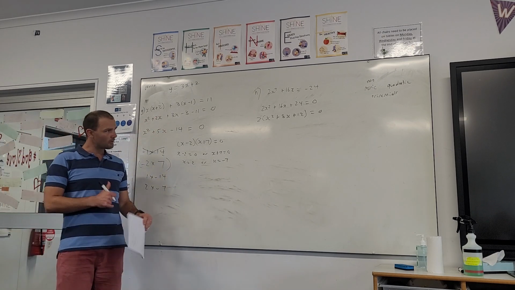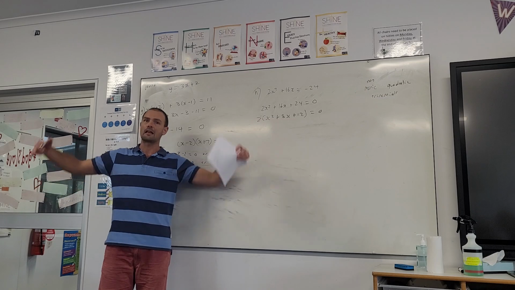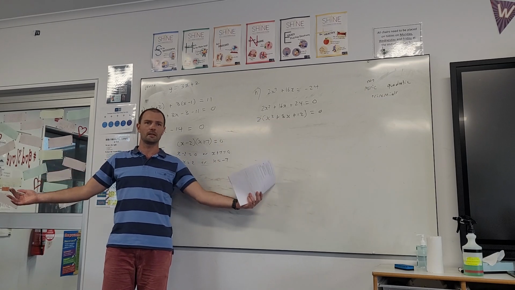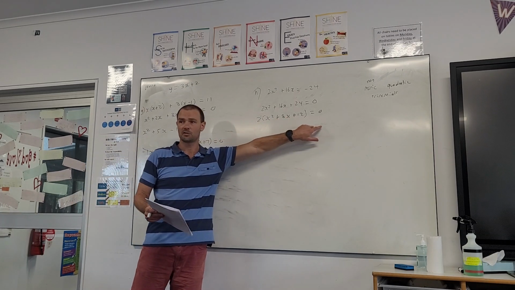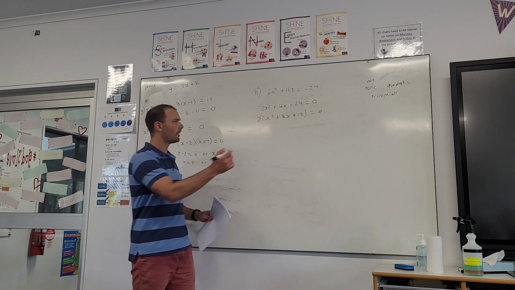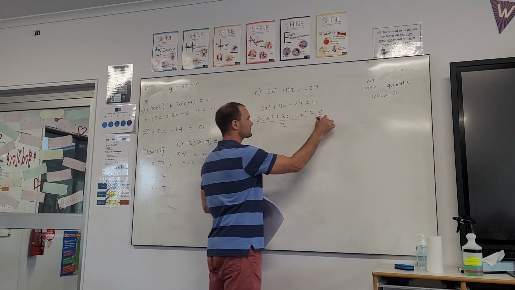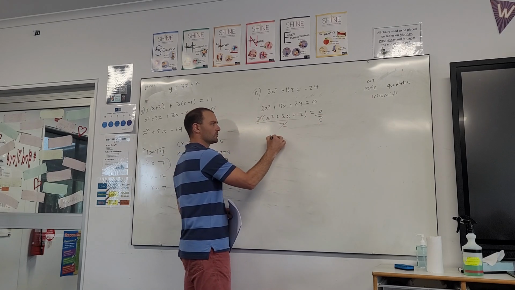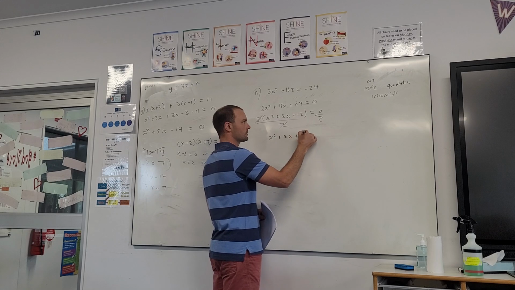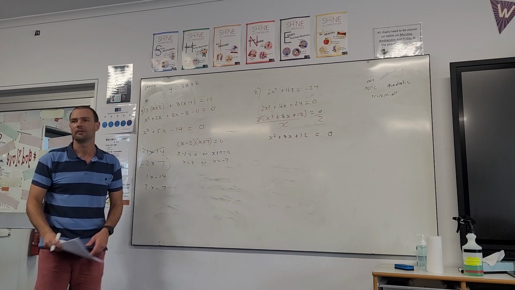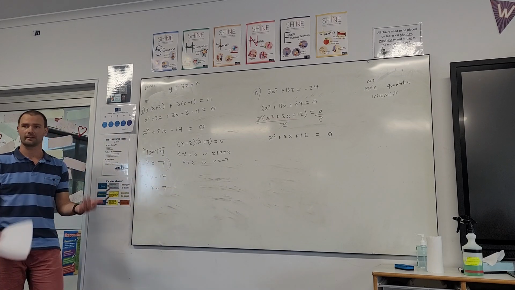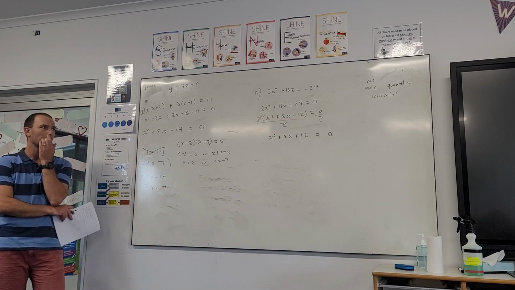So one of the things I'm constantly saying is we can do anything we want as long as we do it to both sides. We're maintaining equality. We're going to divide both sides by 2. So if I divide both sides by 2, here we've got 2 at the top and bottom, that cancels. We've got x squared plus 8x plus 12, and 0 divided by 2 is 0. Now we've simplified it to a monic. They're much easier to deal with.